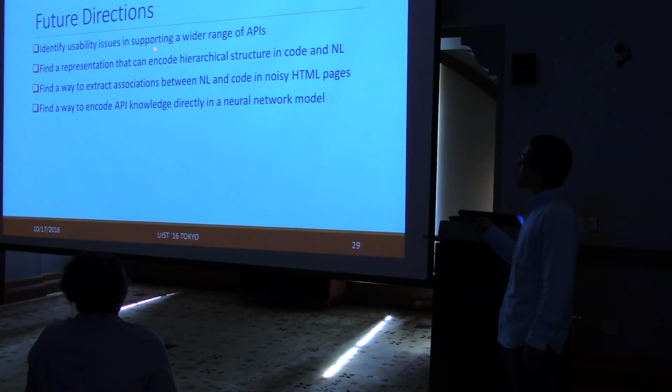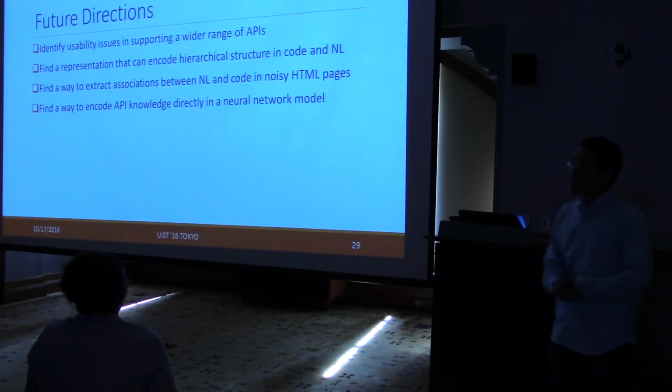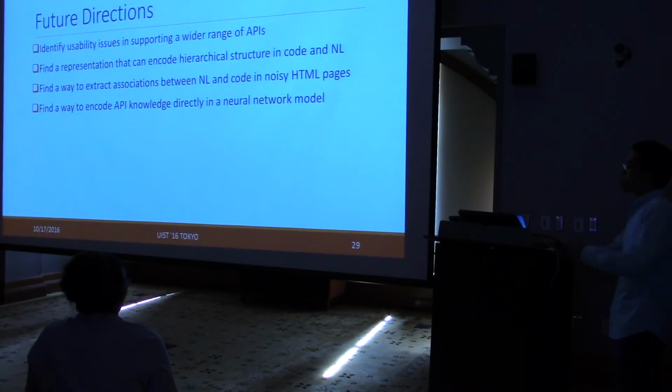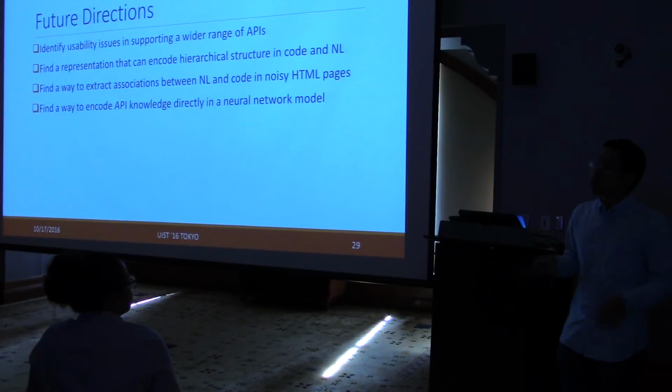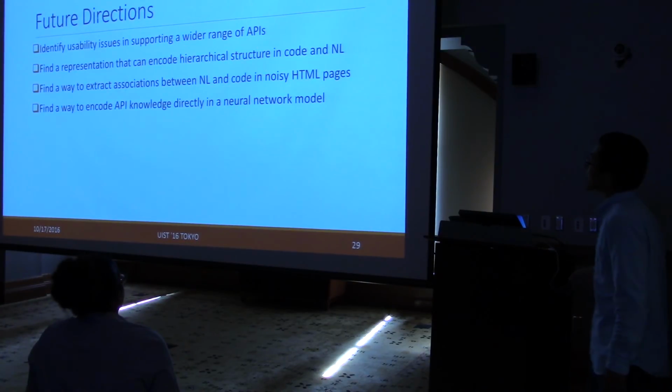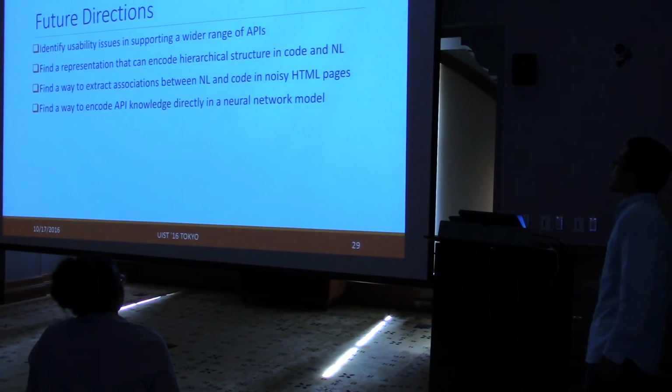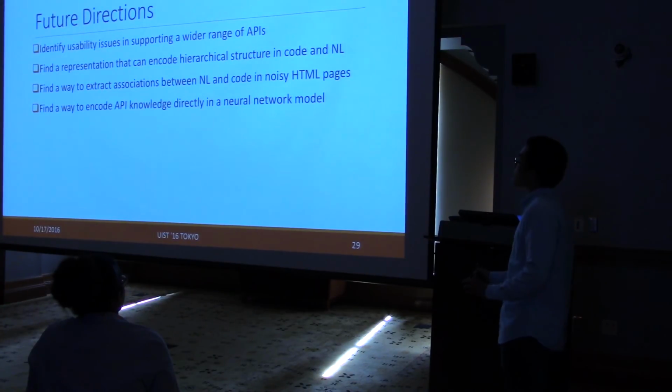So for future directions, we want to identify some usability issues in terms of how to support this and extend it to a lot of other API libraries. How do we find a better representation that can encode the hierarchical structure? Now, in the model, we are only flattening out everything. How do we actually encode hierarchical structure in code and natural language? And third, how do we find a way to extract the associations between natural language and code? Now we just use API documentation libraries, but it is very limited.